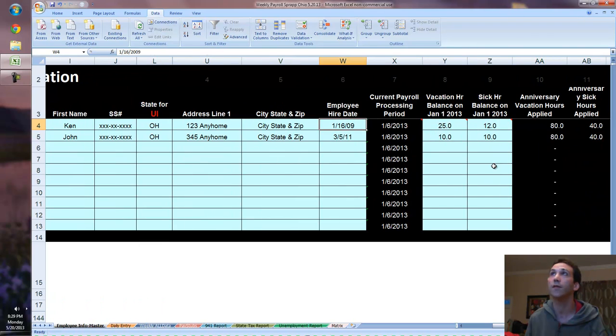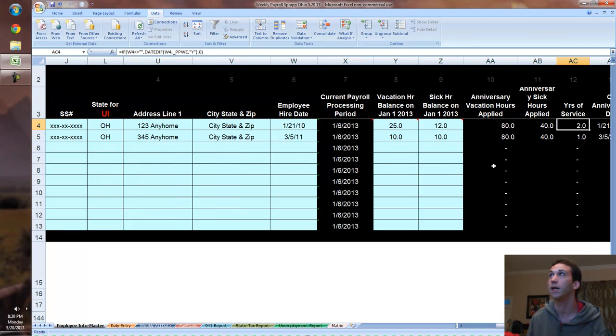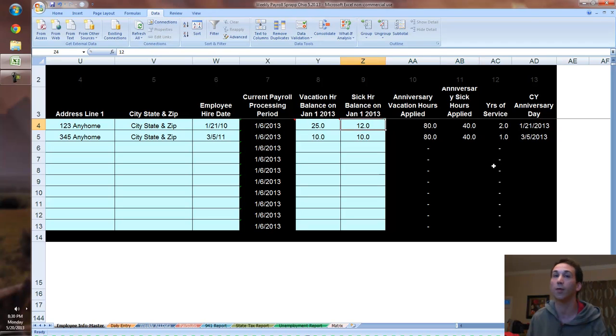Here we have employee hire date. This was a custom part that I built for this client who wanted to be able to have an anniversary where they would apply a new amount of vacation hours and a new amount of sick hours as soon as the anniversary came in the year. So all you have to do is enter an employee. Say they started working in 2010, January 21st. There you go. It's then going to apply the proper amount of vacation and sick hours based on this client's specifications.